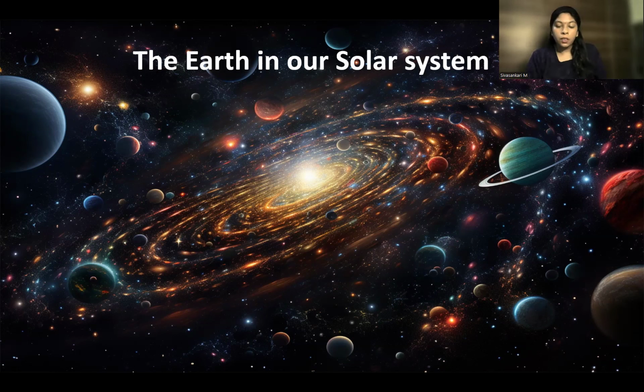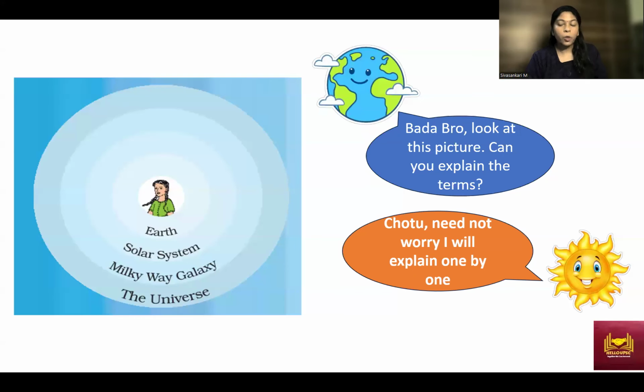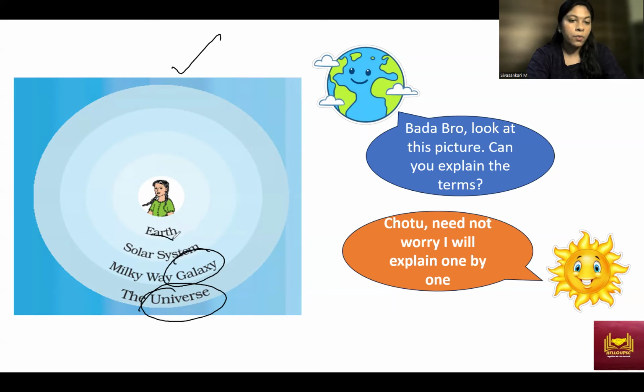So today's topic is Earth in our solar system. It's a very basic topic. And in your 6th standard book, you see this diagram. Even the diagrams I have taken from the NCERT books. This diagram you would have noticed in your 6th standard book. The universe, then comes galaxy, then the solar system and Earth and all. So see this.